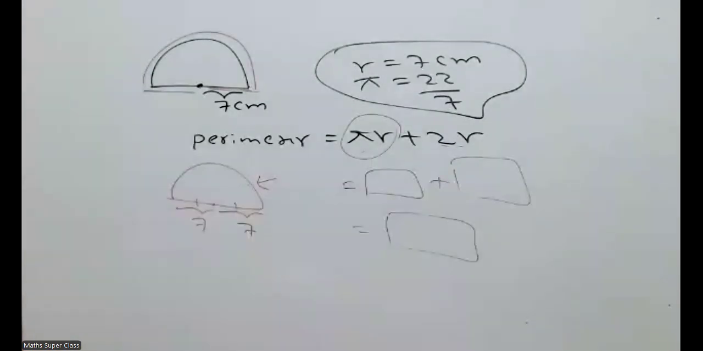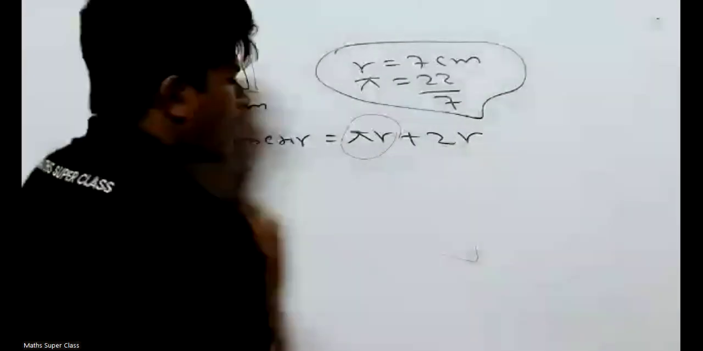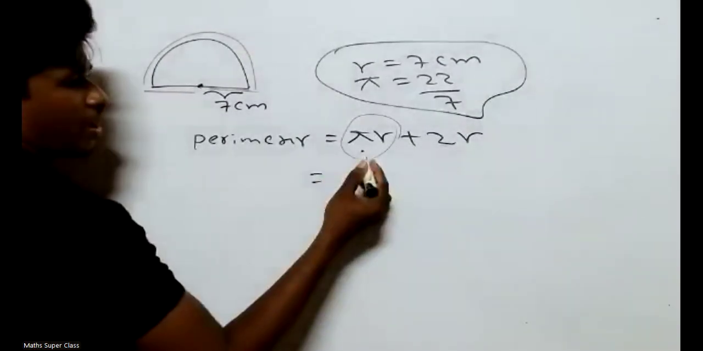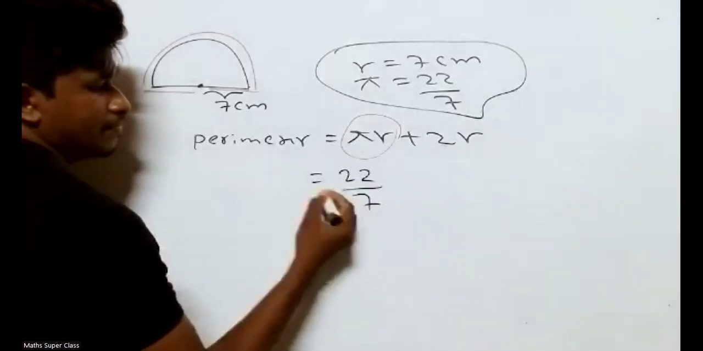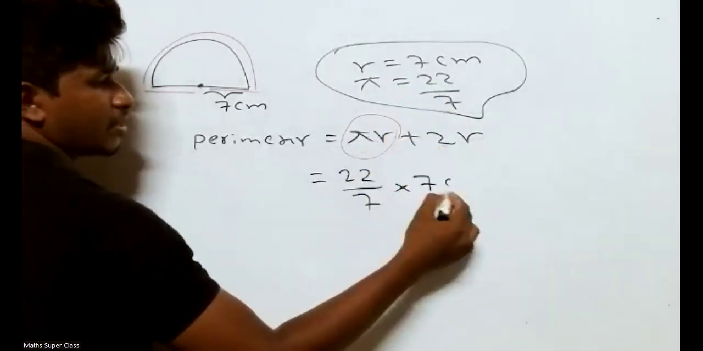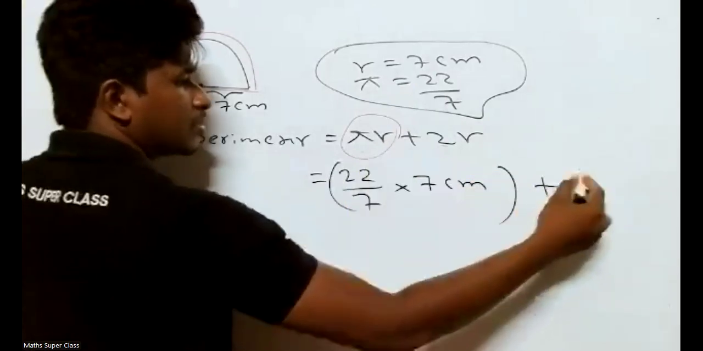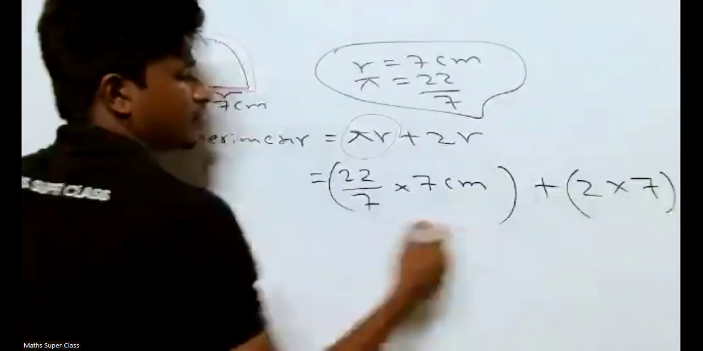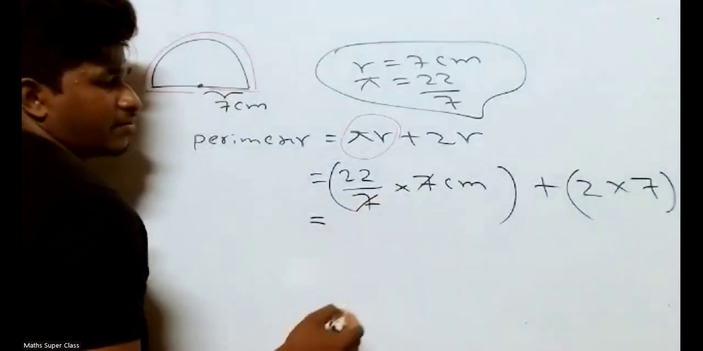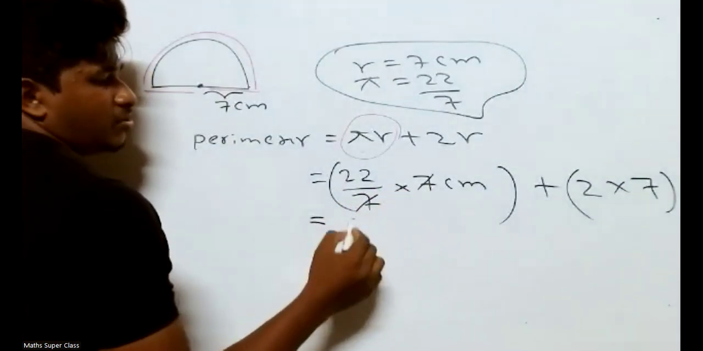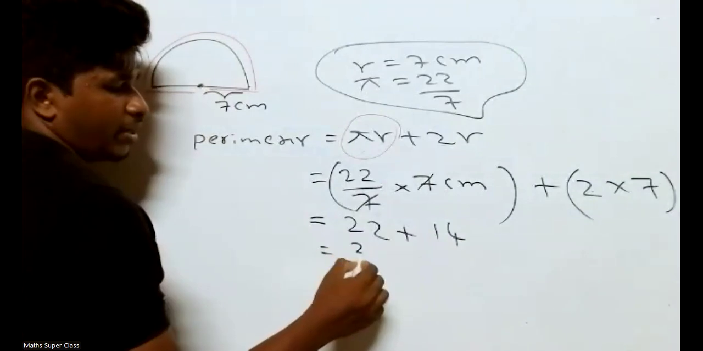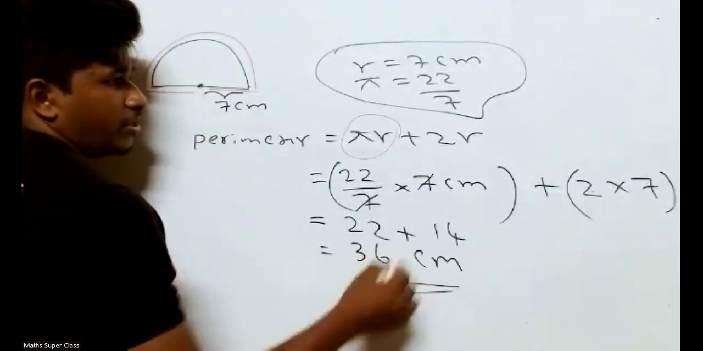Because this is the first one, I'll explain. To find the perimeter of the semicircle, first you have to find pi r. Pi means 22 over 7, and r is the radius, 7 centimeters. Then pi r plus 2r, where 2 into r means 2 into 7. You have to cancel this 7 and this 7, because this is multiplication and this is division. So 22 plus 2 into 7, 14. 22 plus 14 is 36. You have to put the units in.